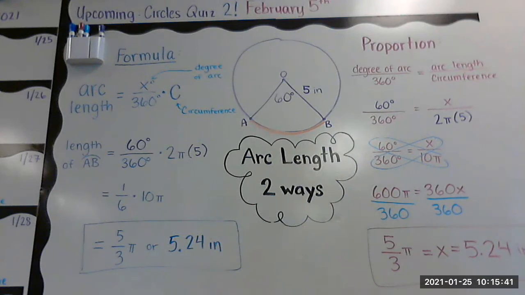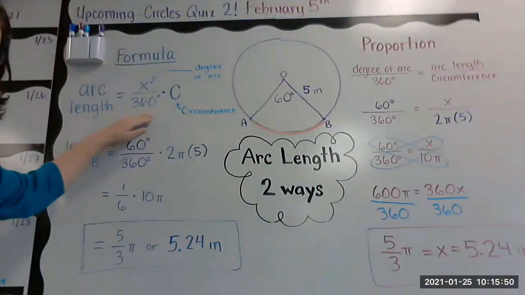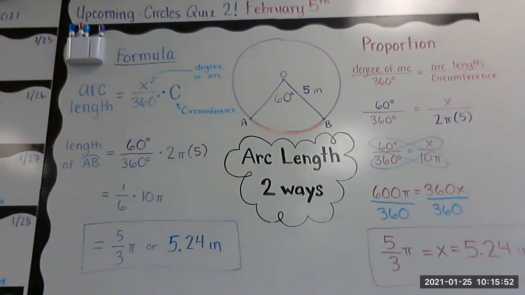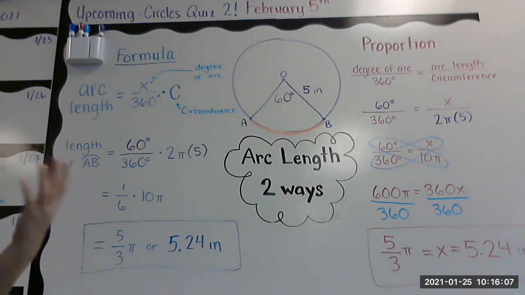So again, whether you're more familiar with proportions and you want to keep using those, go for it. Or if that's just adding unnecessary stuff and you want to use the formula and go straight forward, go for it. Math is all about finding your path to the answer. As long as you get there, you're all good. All right, so that sums up the breakdown between using the formula versus using a proportion to solve for arc length. And I hope that this is helpful.